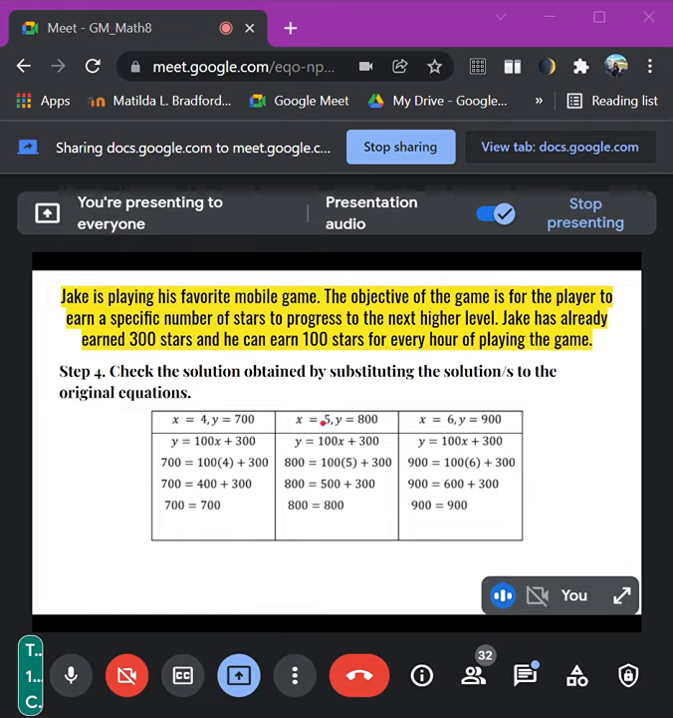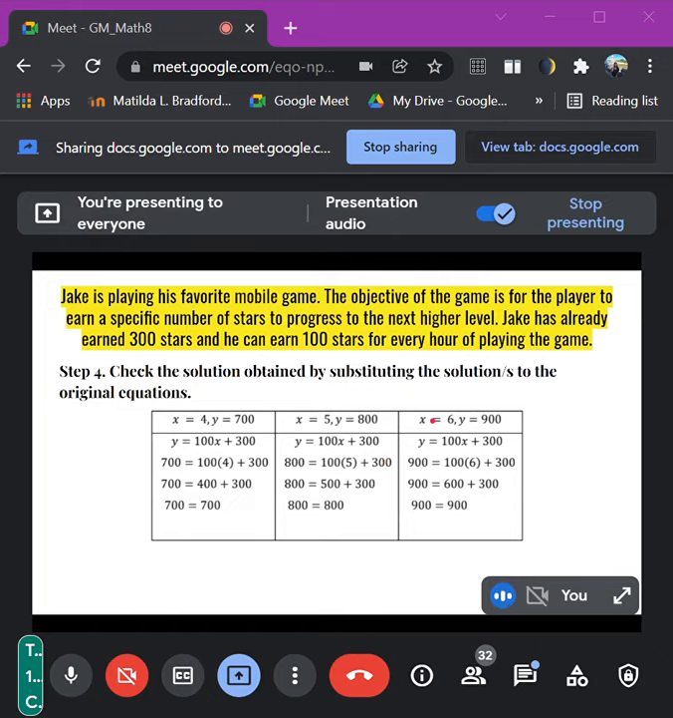Now, for the next one, we have x equals 5, and the number of stars we got is 800. So substitute again: 100 times 5 is 500, plus 300 is 800, which is equal again. So our answer is correct.